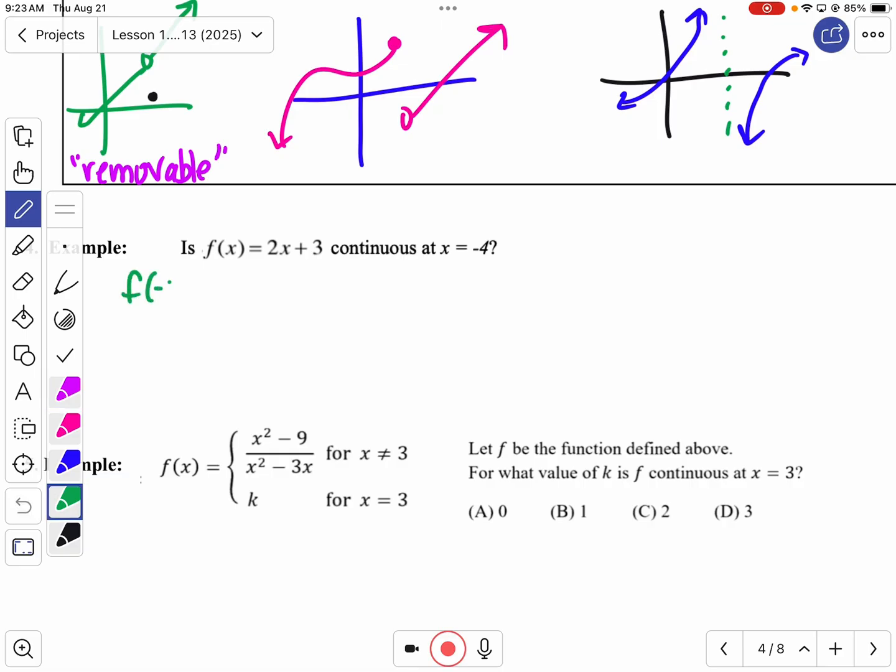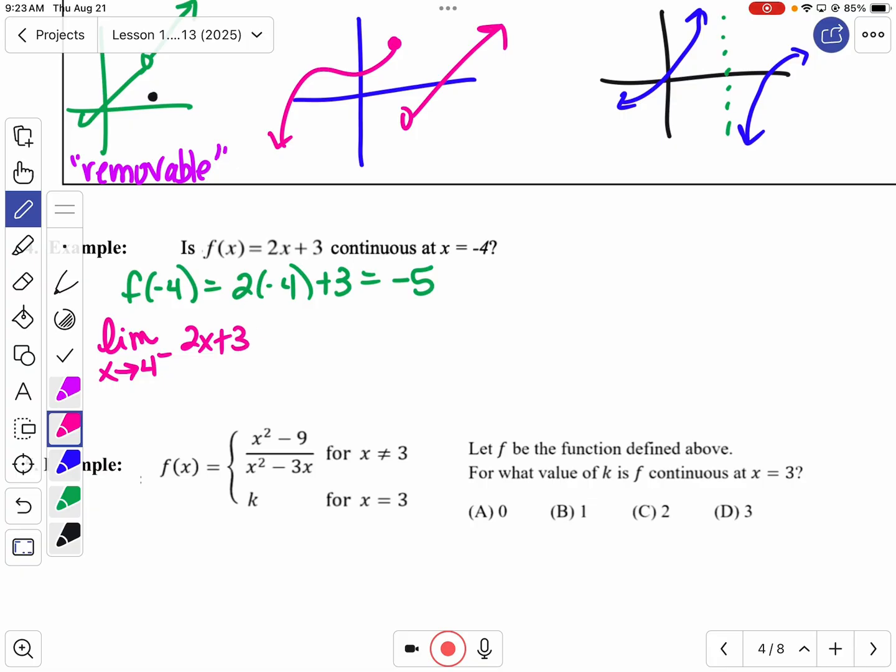First of all, we would find f at -4. So 2 times -4 plus 3 is -5. Then we would show our 2 limits, because you have to show left and right. We would take the limit as x approaches -4 from the left of 2x plus 3, and the limit as x approaches -4 from the right of 2x plus 3. I know this seems silly to show all of this, but it's what is expected.